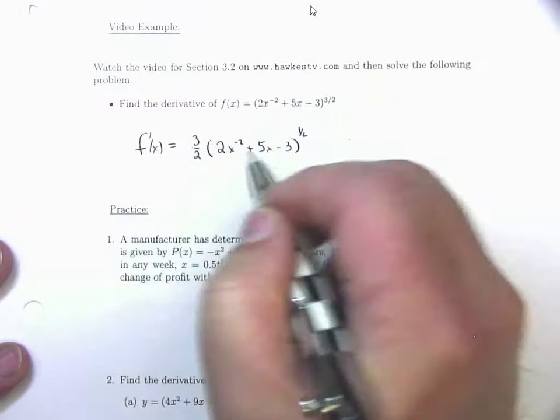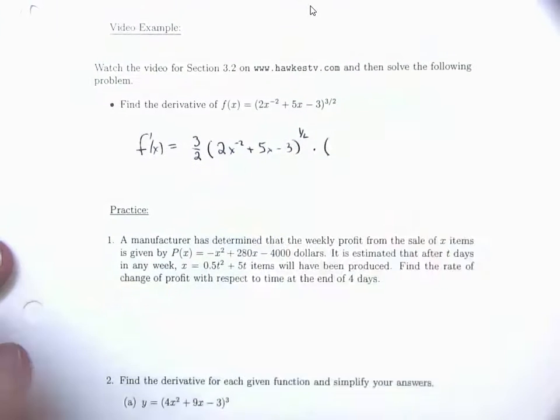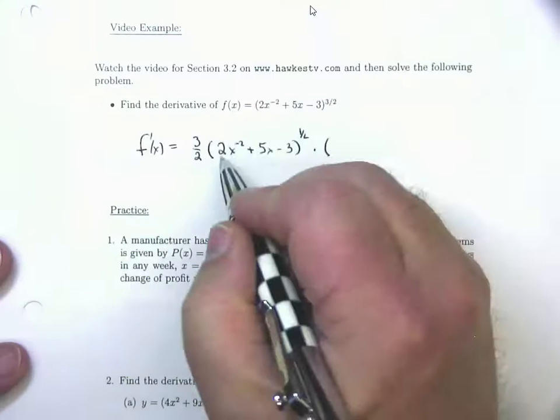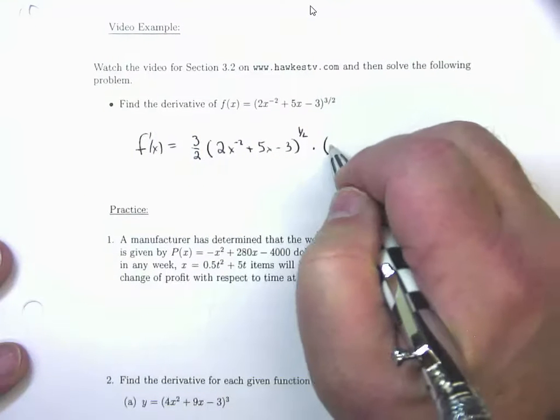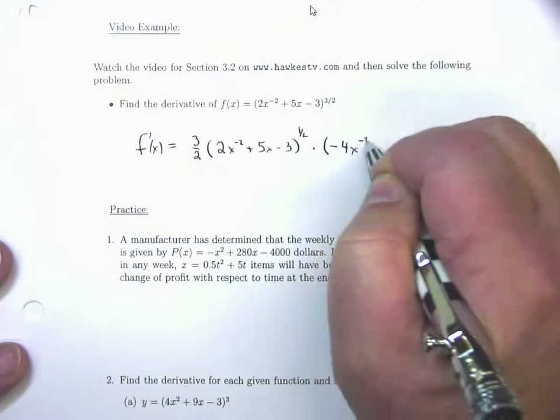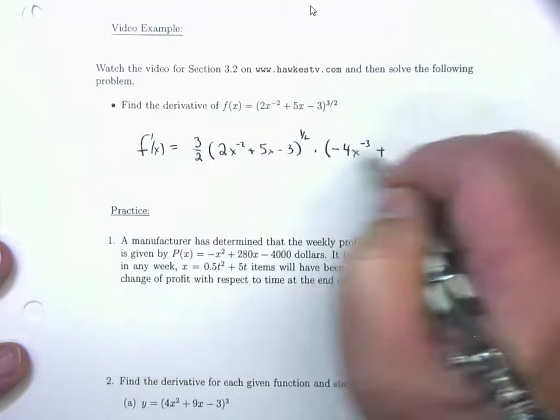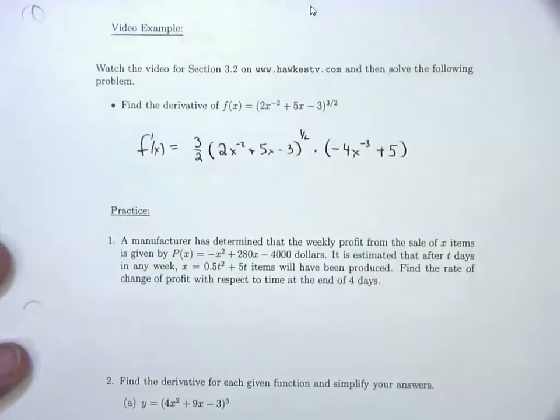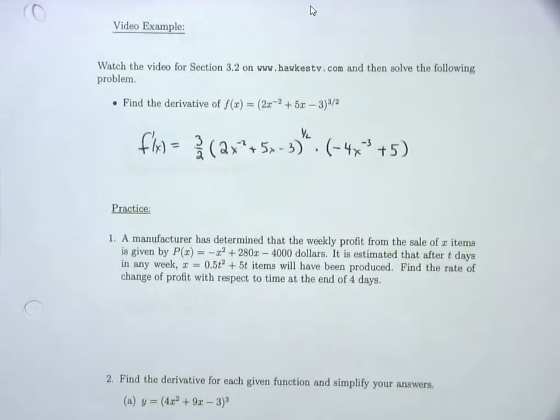Okay, derivative of the outside, inside stays the same. Then you got to do times the derivative of the inside. Derivative of 2x to the negative 2 is going to be negative 4x to the negative 3, plus derivative of 5x is 5, and derivative of minus 3 is 0. And that's my derivative. Does that make sense?